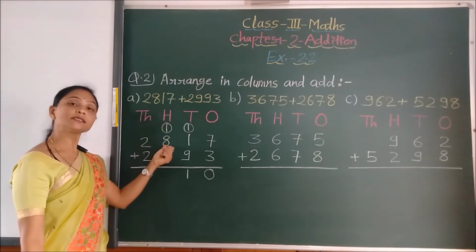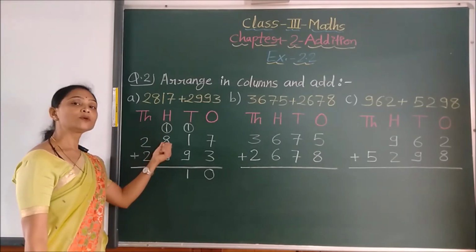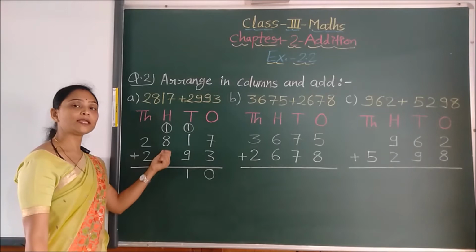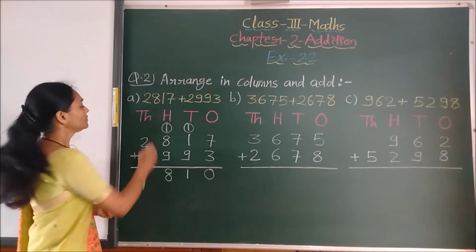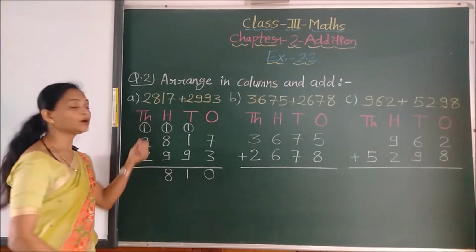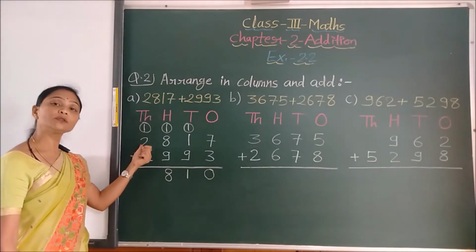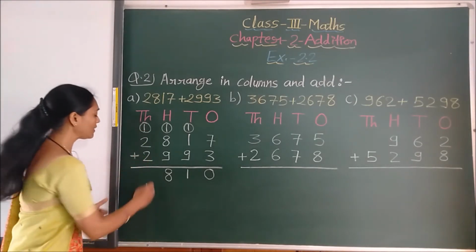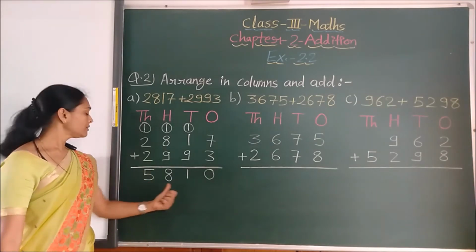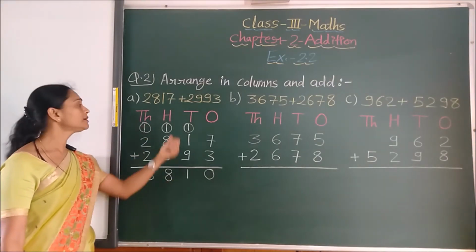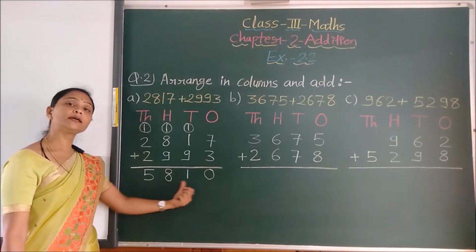Now this 1 plus 8. 1 plus 8, 9, and again 9 is there. So 9 plus 9, how much it is? 9 plus 9, 18. So we got 8 and 1 carryover to the thousands place. Now 1 plus 2, 3, and 3 plus 2, 5. So we got here 5. So which number we got? See, 5,810. How to read? See, 5,810.